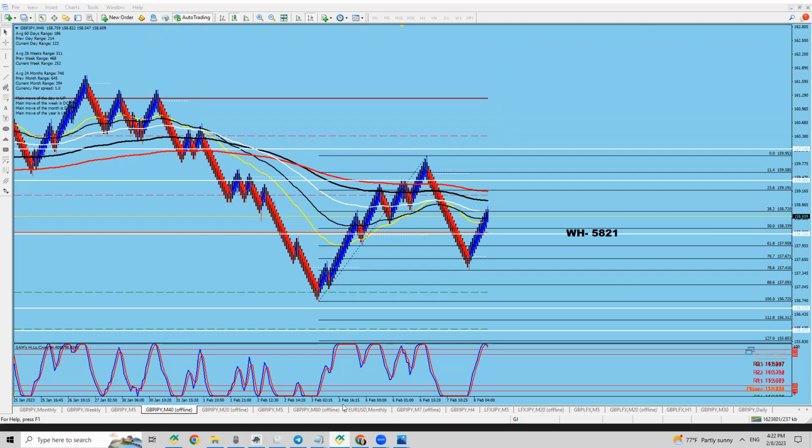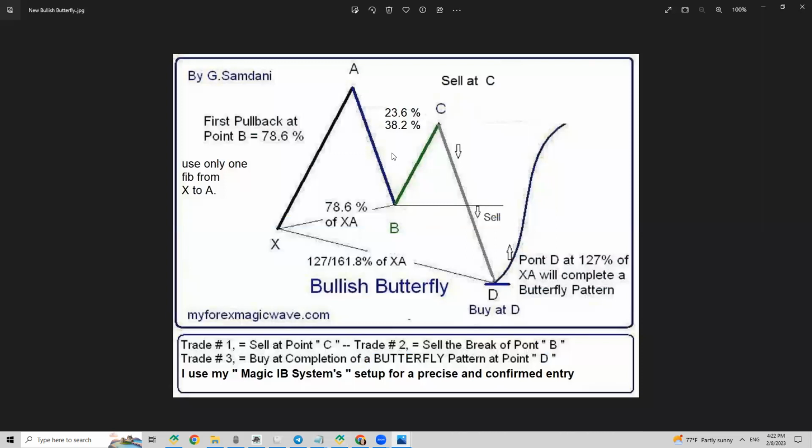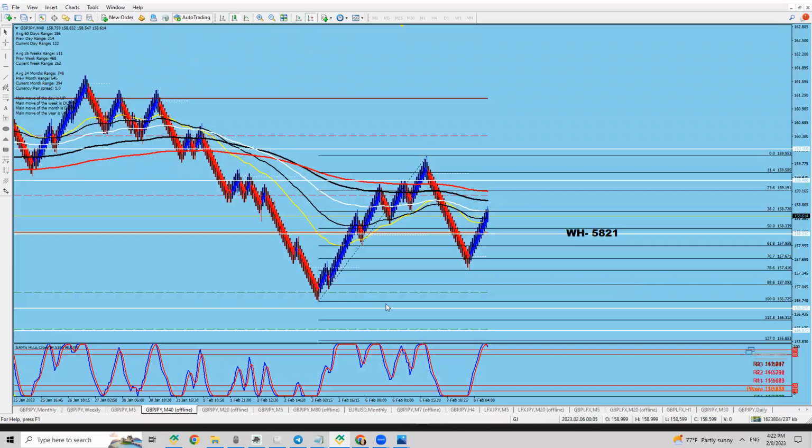Is that the ideal situation for this pattern? Yes, we are at 38%. Now, who can give me the guarantee that it's going to make the turn? No one. There is no guarantee. It can continue to go to the upside. What will be the reason? The reason would be the fundamentals, the news, right? The catalyst is the news.